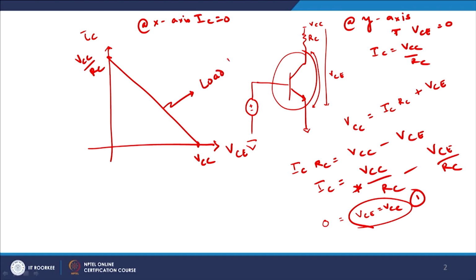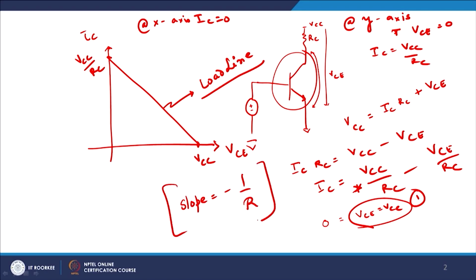Now, simply join these two points and we define this to be the load line. I will explain why it is known as the load line. It is a load line whose slope is incidentally equal to minus 1 by RC, where RC is the collector resistance. So, depending upon the collector resistance, the slope of this line will change.